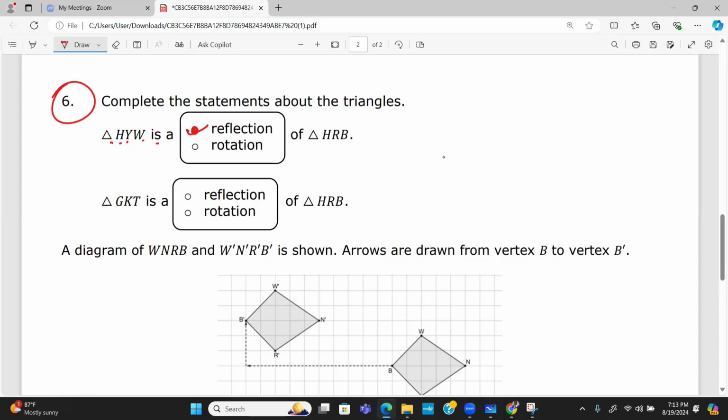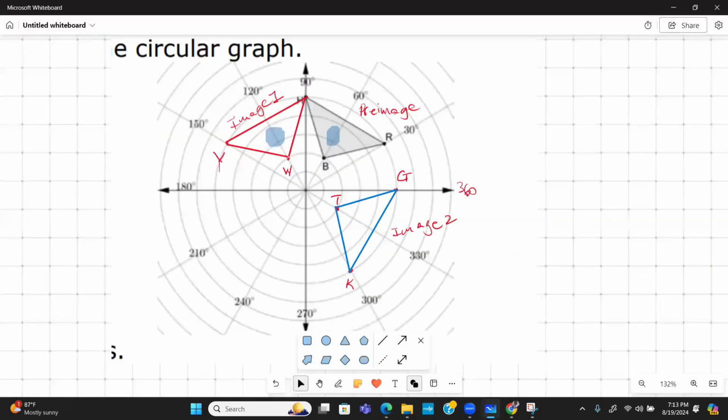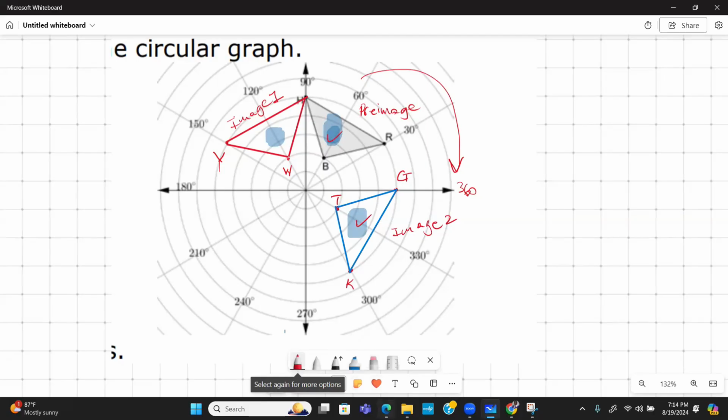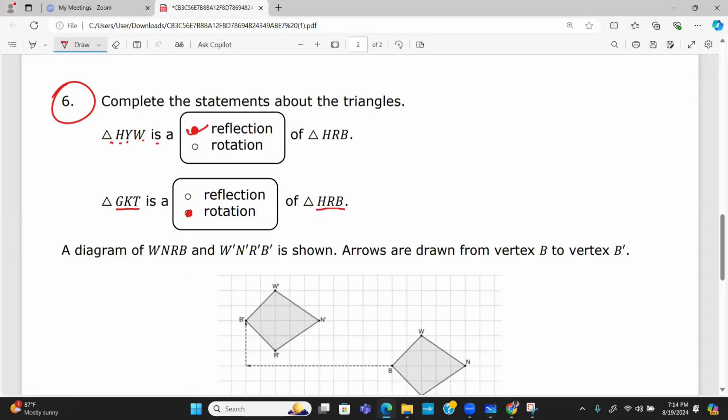Now, the second question says, GKT is a blank of triangle HRB. So what is this one here, GKT? And if you look, you can see it's turning. So basically, what we do have is a rotation coming this way. So GKT is a rotation of that. So this one is a rotation. We could mark it off.